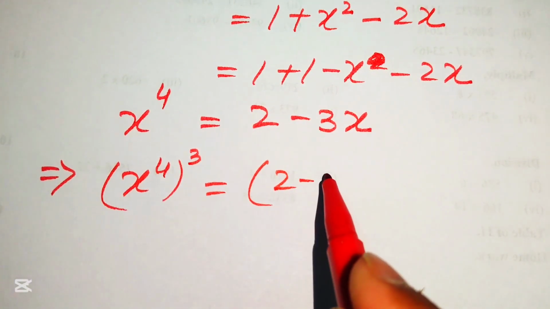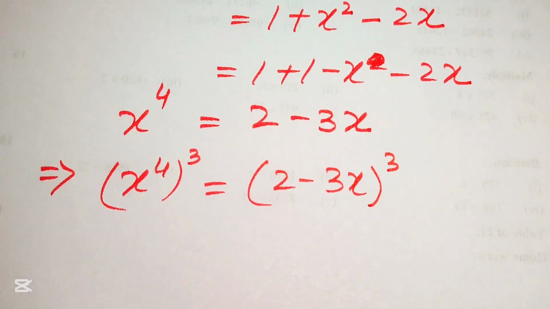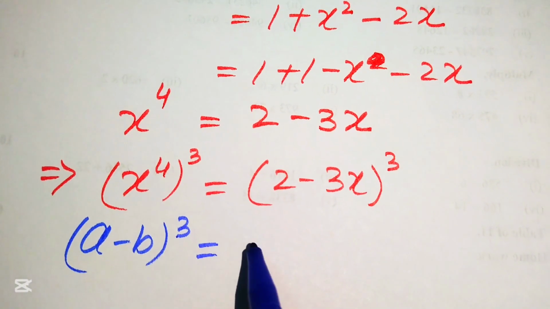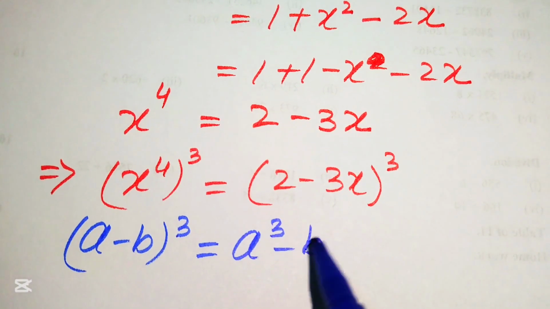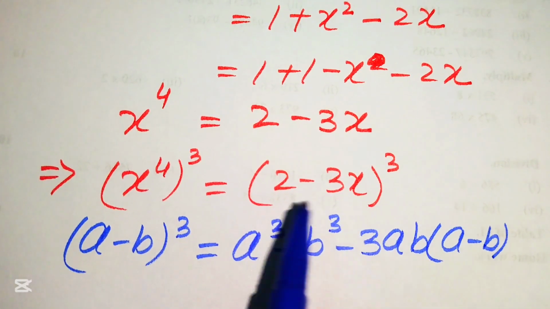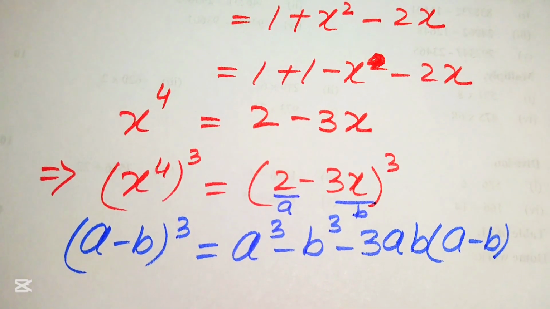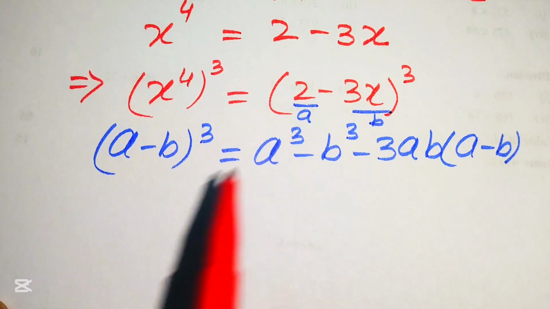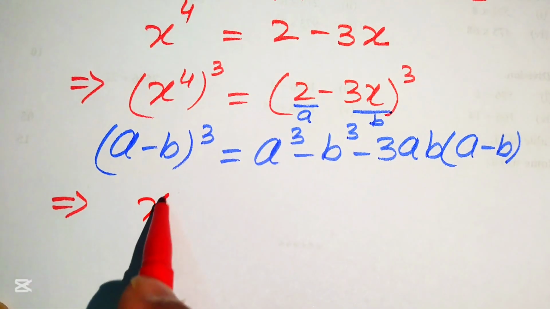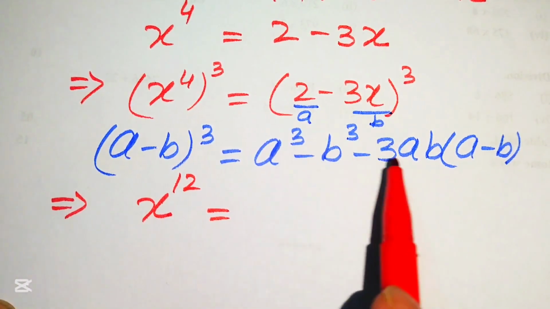So it will be written in this form: 2 minus 3x whole cubed. Here we can apply the cubic formula. You know that if we have a minus b whole cubed, it equals a cubed minus b cubed minus 3 times ab into a minus b. Here our a is 2 and b is 3x. So we will substitute the values of a and b here, and we can apply the formula in the right hand side, and in the left hand side these are the exponent of the exponent. These are multiplied by each other and we get 4 times 3 is 12 equals, here we need to apply this nice formula.